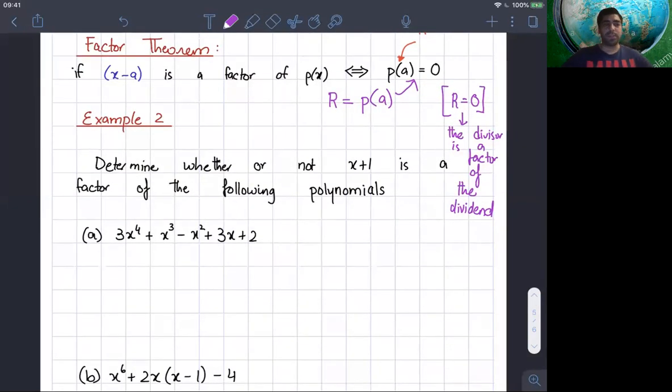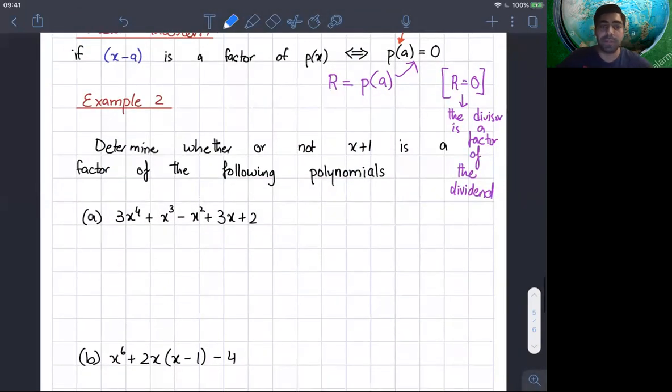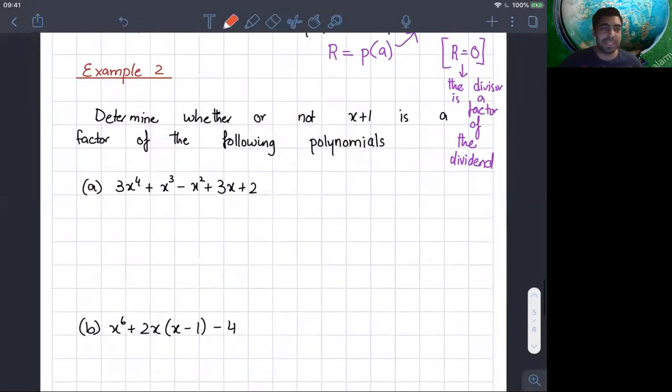So as usual, we're going to look at a couple of very simple problems and see what the factor theorem is saying, how to apply it. So we have to determine if x plus 1 is a factor of this entire polynomial. Now, what do we need to do? Again, let me break it down for you a little bit before we just dive right in and solve the problem.